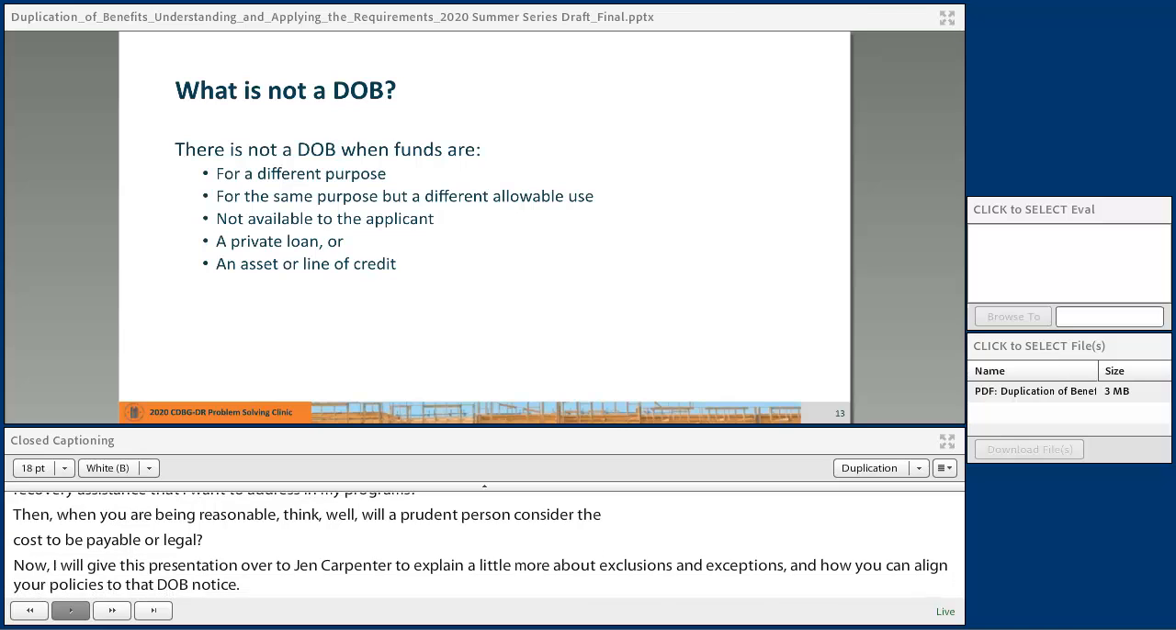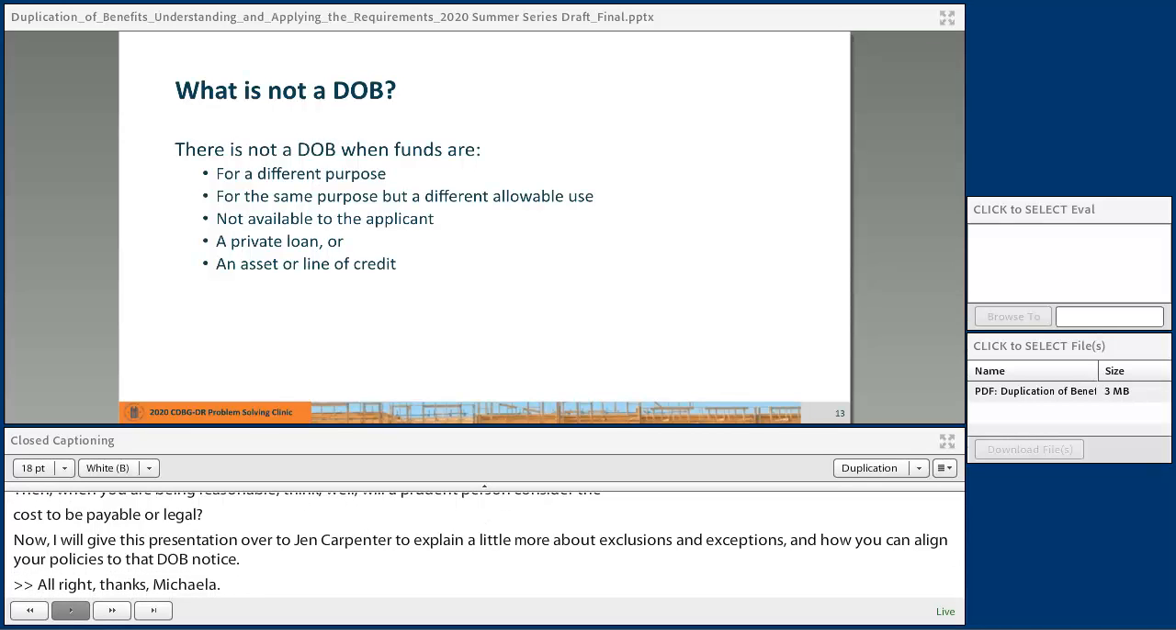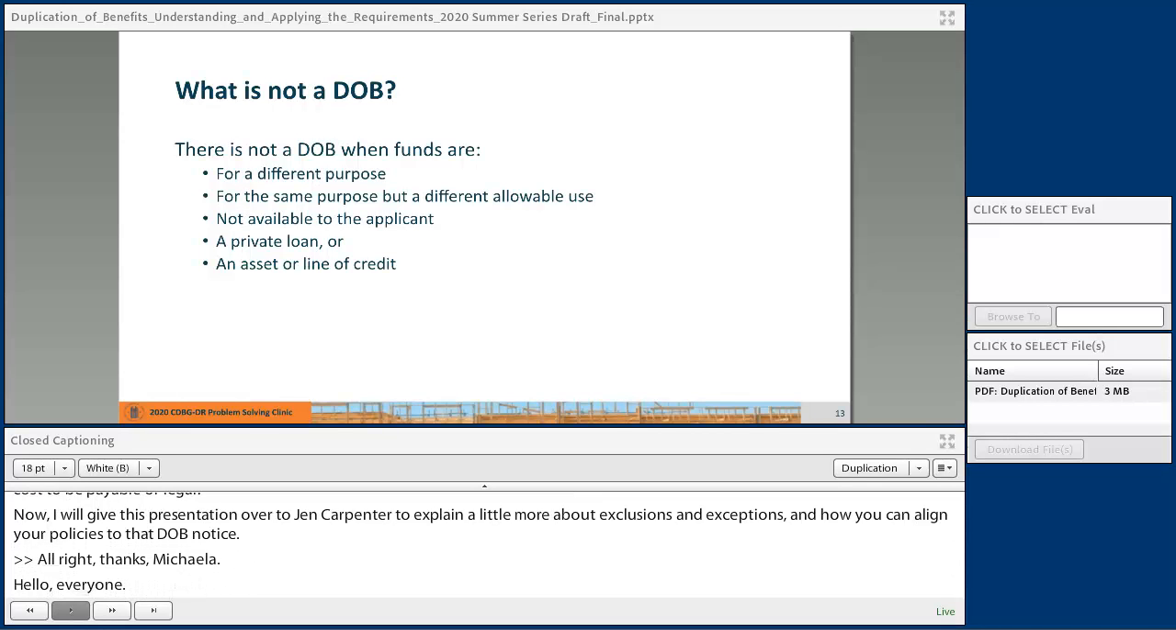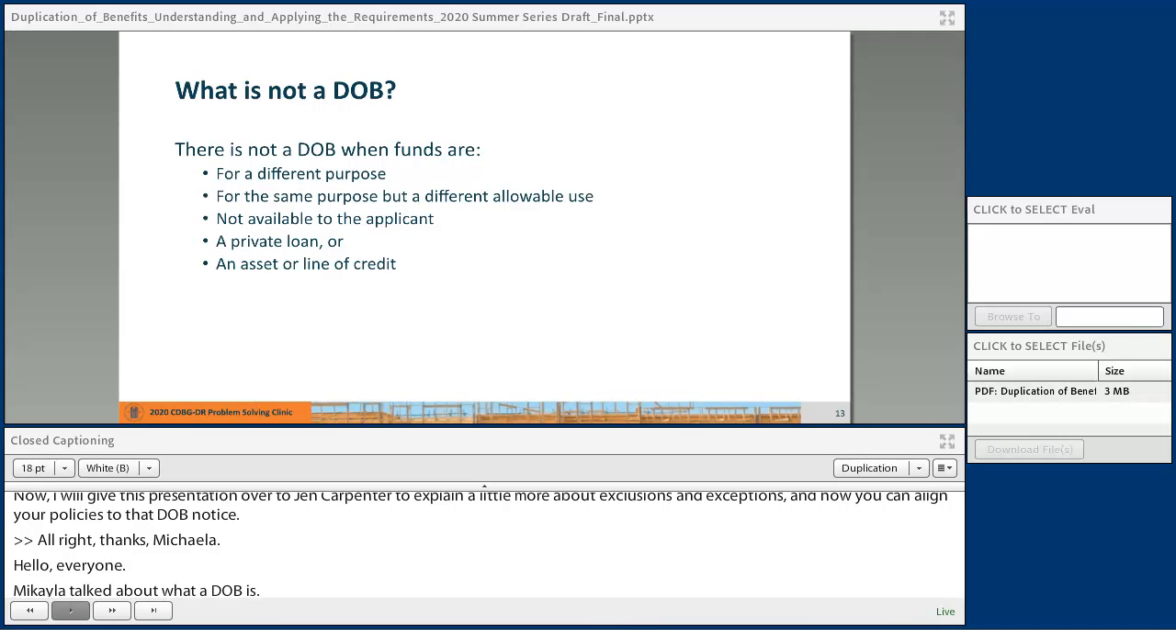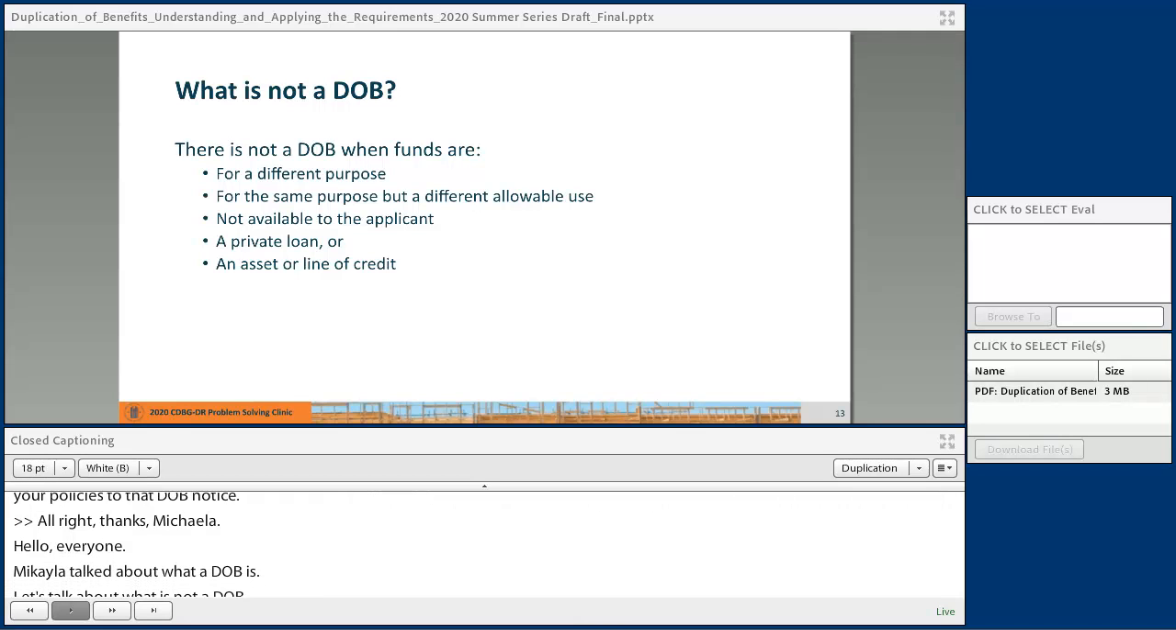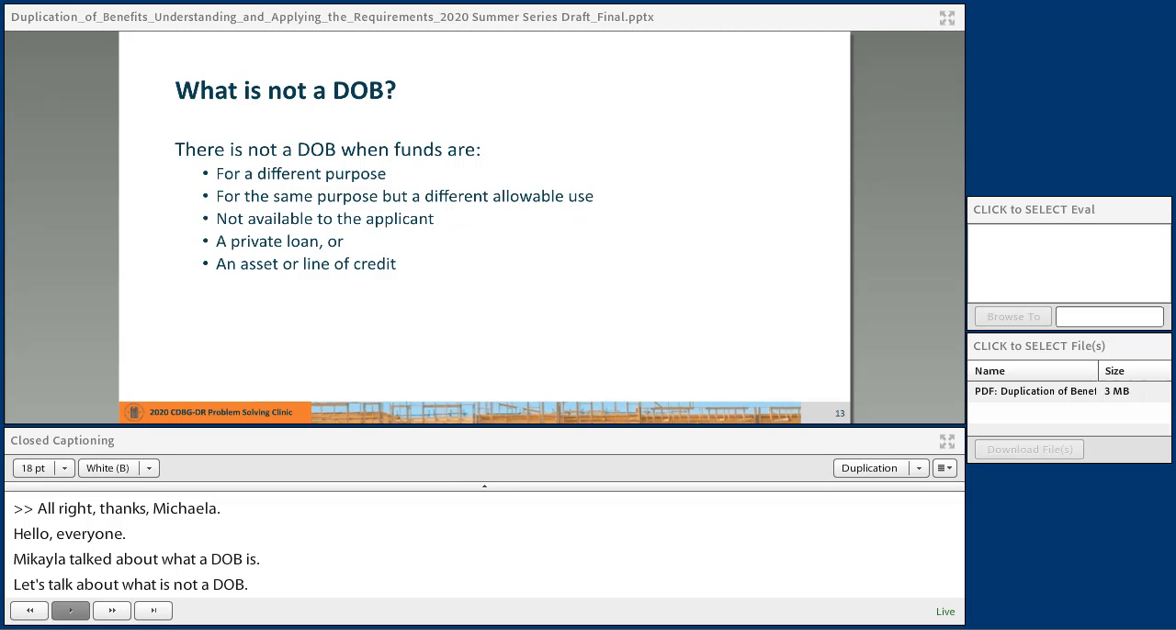So we're going to first touch on, Michaela talked about what a DOB is, so let's talk about what's not a DOB. We all know the basic premise that if funds were given for a different purpose, they are not a duplication of benefits. I think that's the easiest one. We all understand that one.